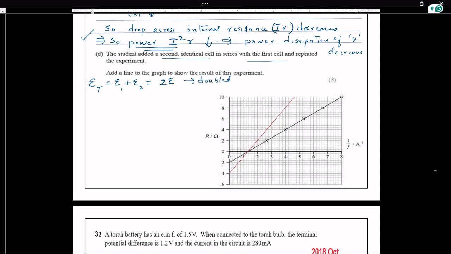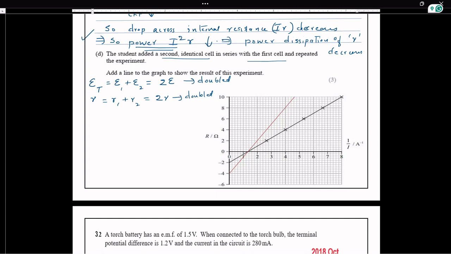Then, what about the internal resistance? Whether it is connected in series or parallel, the internal resistance also gets added up. Since the cells are identical, here also we get 2R. It is doubled, 2 times R.